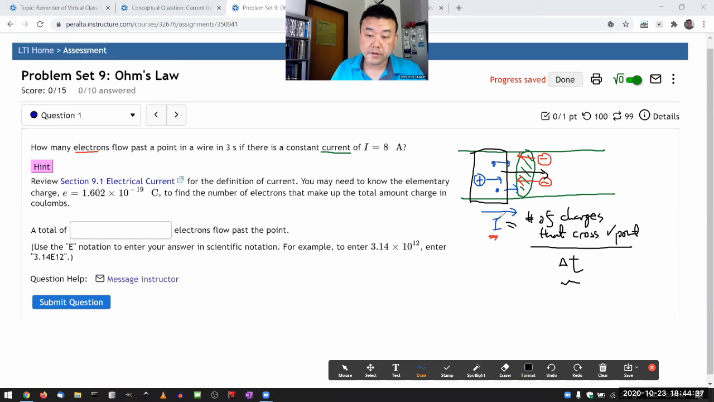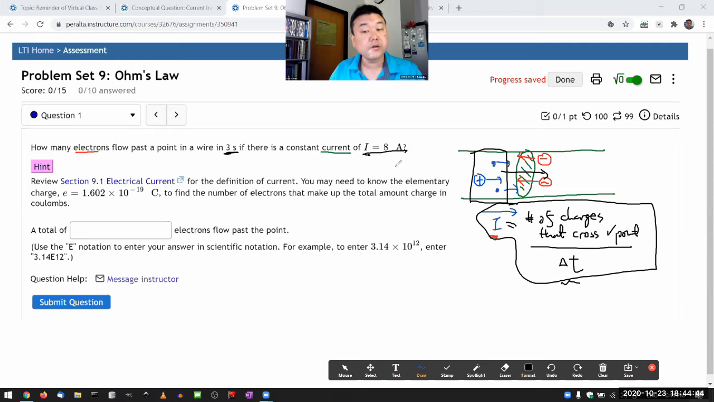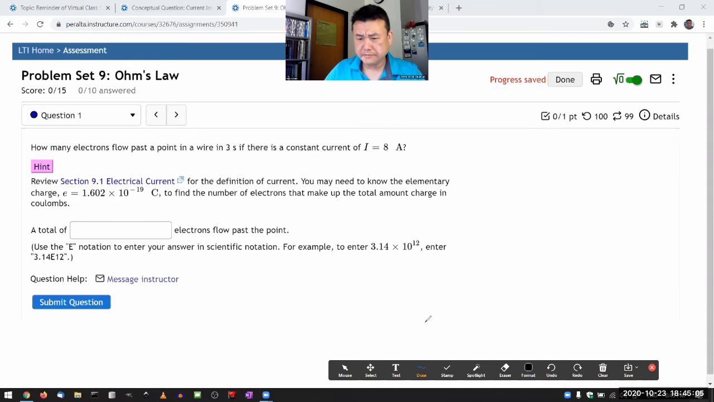With that definition in mind, answering this is pretty simple. They give you the amount of time and the current, so you can get the amount of charge in coulombs. You just need to convert that to electrons. And because the electron charge is so small, you're going to have basically an astronomical number here, something like 10 to the power of 20 or something, I think. So it's a fairly simple application of the definition of current.